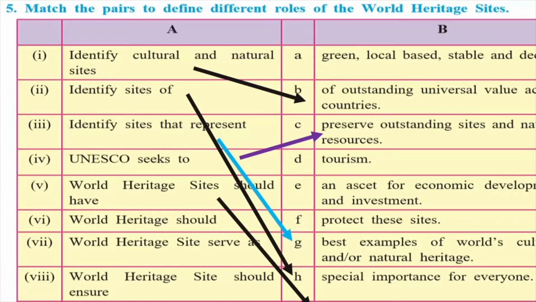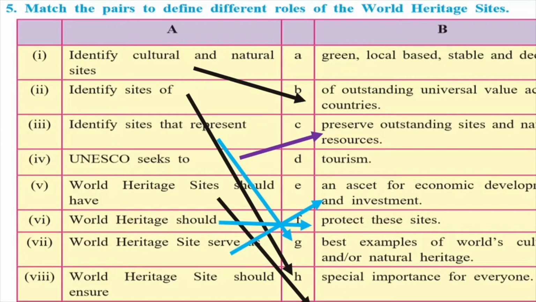Okay. The 6th one, World Heritage should protect these sites. World Heritage Site serve as an asset for economic development and investment. See, the spelling of asset here is wrong. It is A-S-S-E-T. It is a printing mistake. Okay, so we will ignore it.